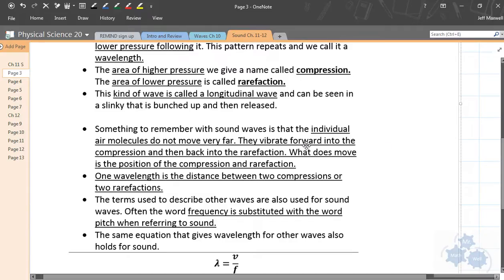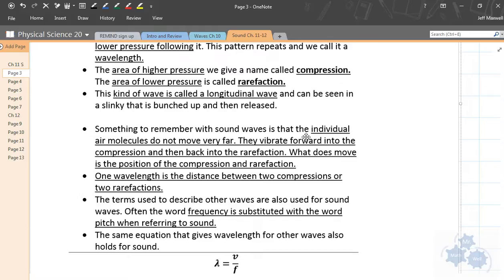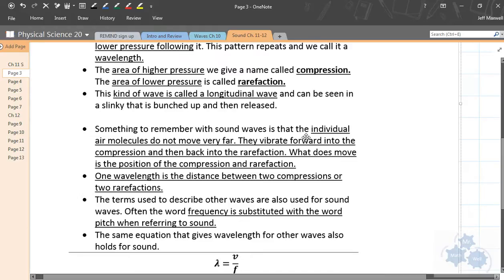Now, also remember, they vibrate forward into the compression and then back into the rarefaction. So we've seen in multiple videos how these air molecules bump into each other and they pile up, and then they spring back into that area of less dense air molecules, right? So if they're piled together, they bump into each other, and then they stretch out apart. So they bump into each other in a compression, and then stretch back into the rarefaction.